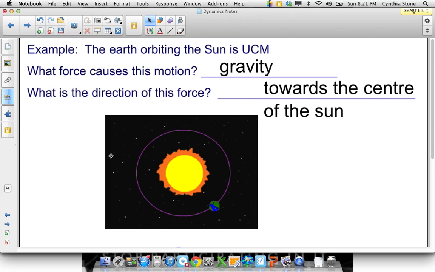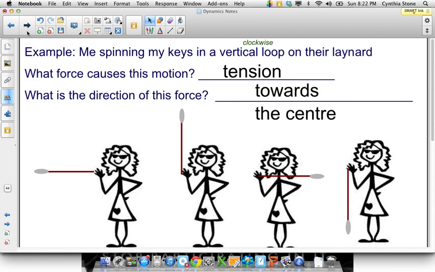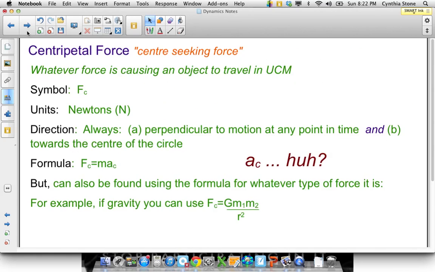So here we have, at any point in time, the direction of the force and my motion. If I'm at the very top, for an instant, the motion is directly this way, sort of tangential to my circle, while the force is directly towards the center. They're at right angles to each other. And that's always the truth with centripetal force.